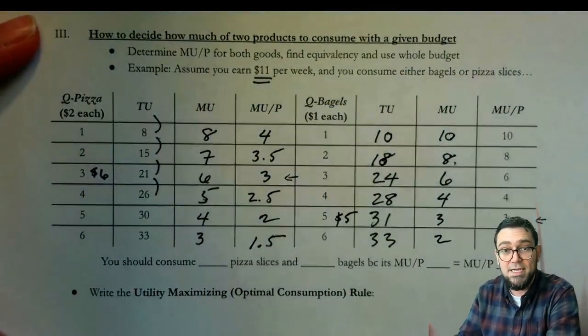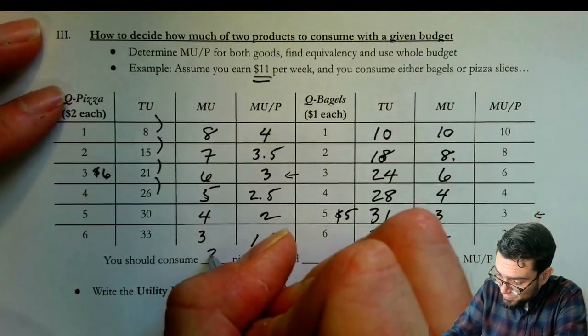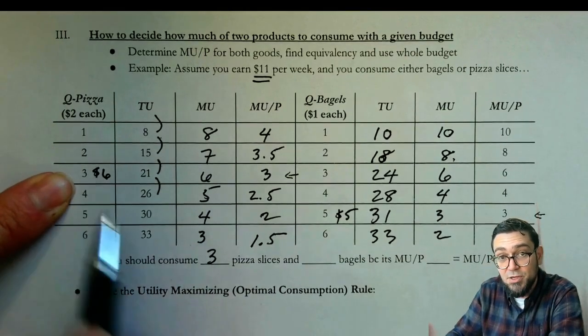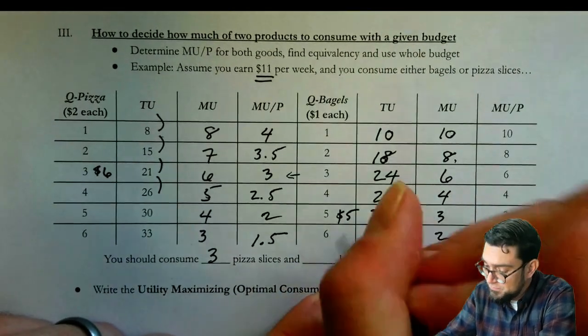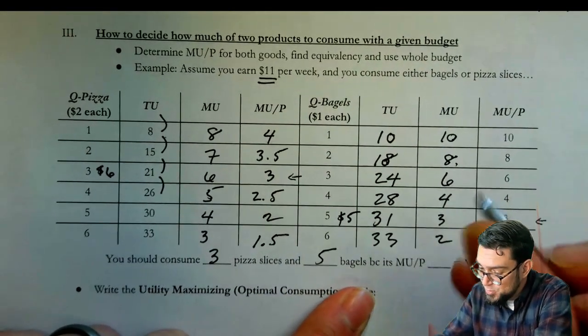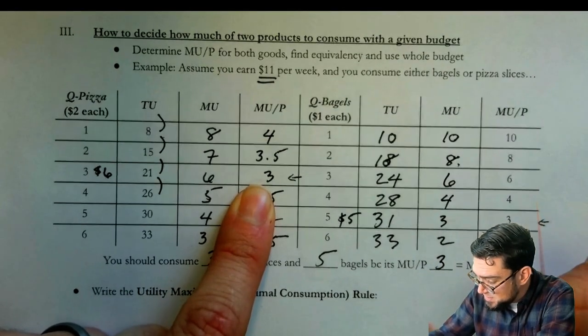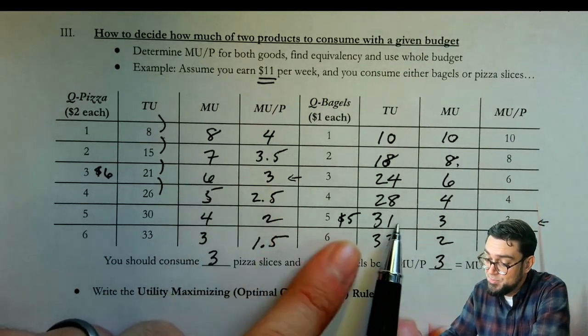And so that's my correct answer. I should consume 3 slices of pizza. I'm getting that from right here. And how many bagels? 5 bagels, because the MU over P, which is 3, is equal to the MU over P of 3.